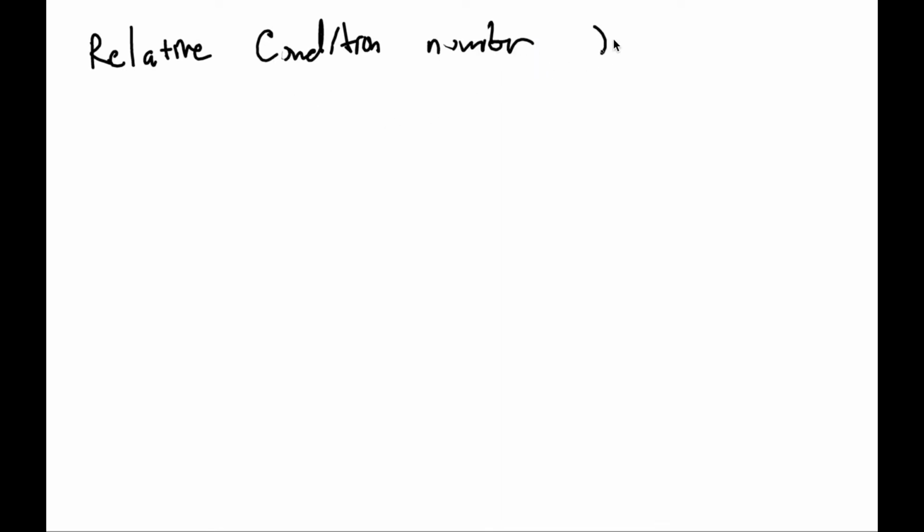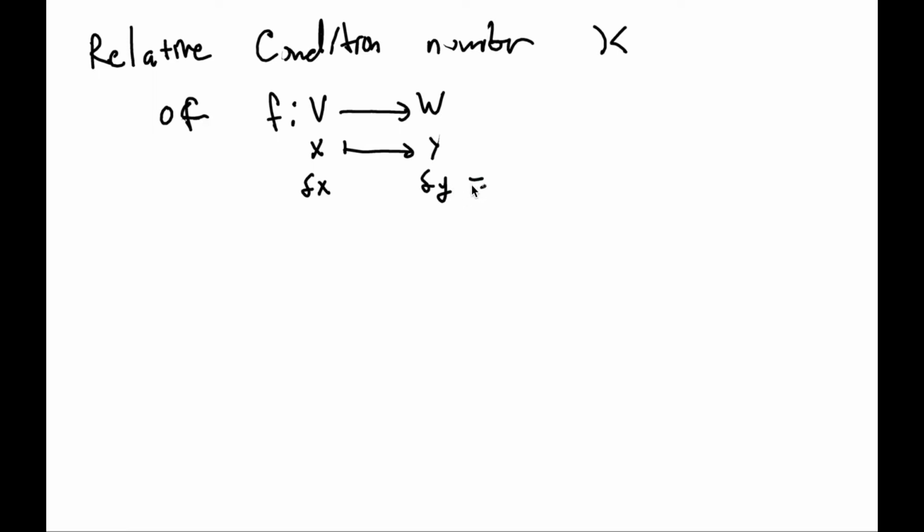So this will be called kappa. And again, it's of f from v to w. And we'll again say that we have delta y and delta x. So we've got x, and we've got delta x variation, and this goes to y, which yields a variation of delta y, which is f of x plus delta x minus f of x. So delta y over delta x is your standard difference quotient.